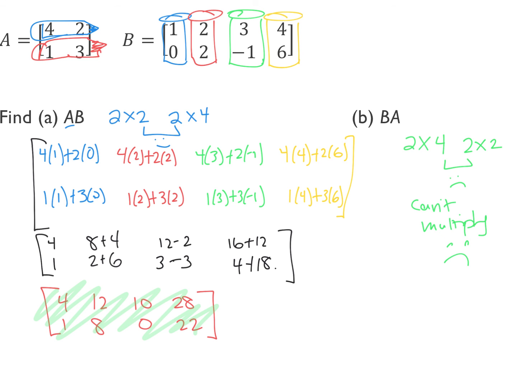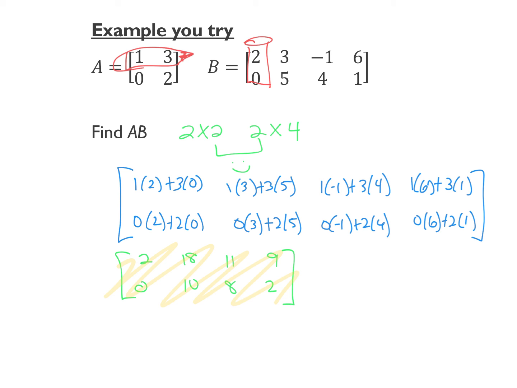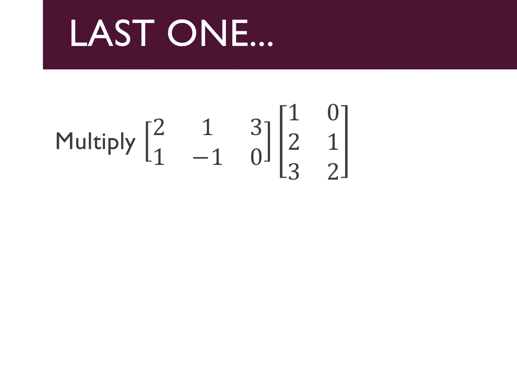Okay? Take a minute or two to try this example you try. Okay, so hopefully for this example, A times B, you do get a 2 by 4 matrix when you do the product, with row 1 being 2, 18, 11, and 9, and row 2, 0, 10, 8, and 2. Here is our last example. We're going to multiply the two matrices.